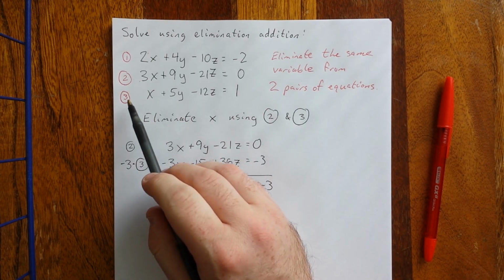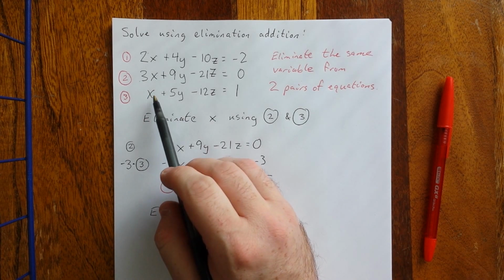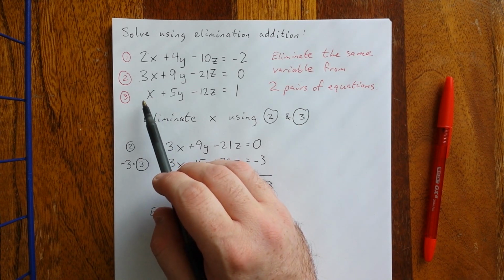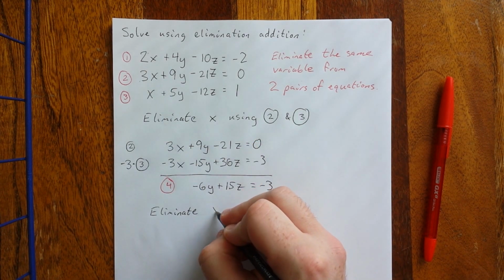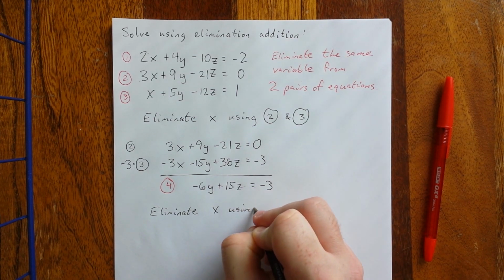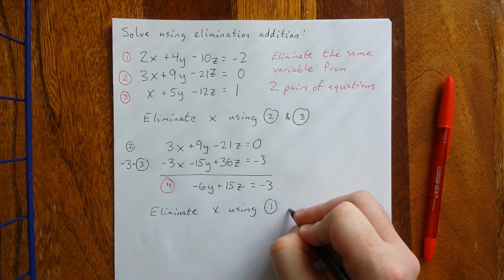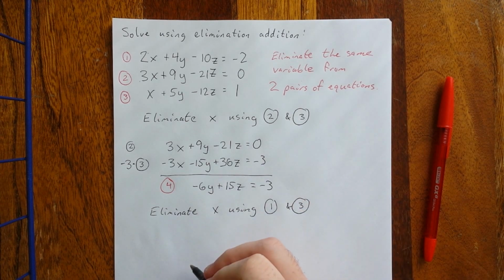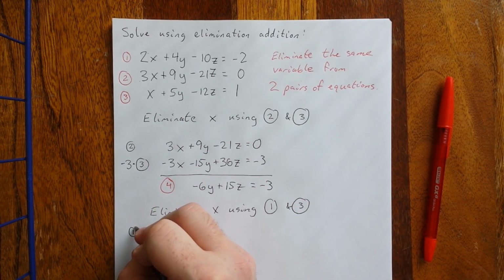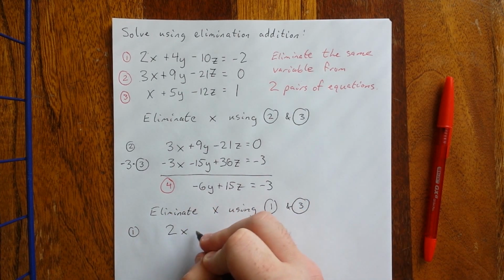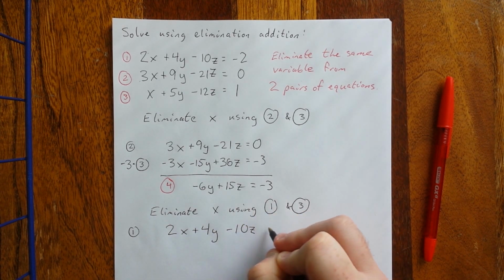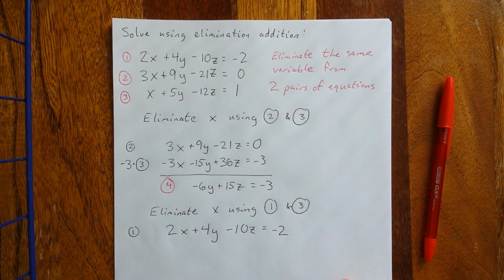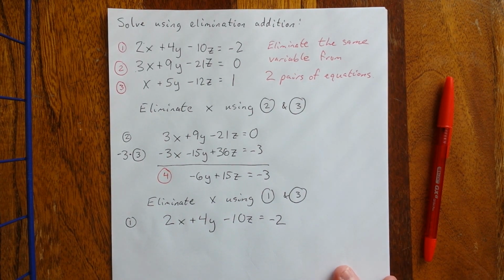I already mentioned that the coefficient of x in equation 3 is just fantastic. I'm going to use that to eliminate x from equation 1. So I'm going to eliminate x again, and this time I'm going to be using equations 1 and 3. So I'll recopy down equation number 1. That's 2x plus 4y minus 10z is equal to -2, and then we run into the same problem as we had with equations 2 and 3.